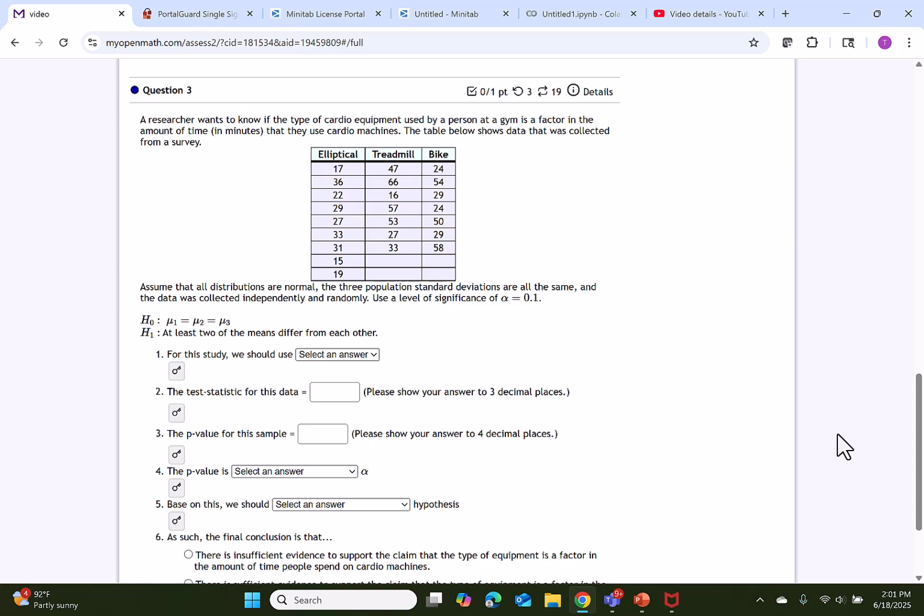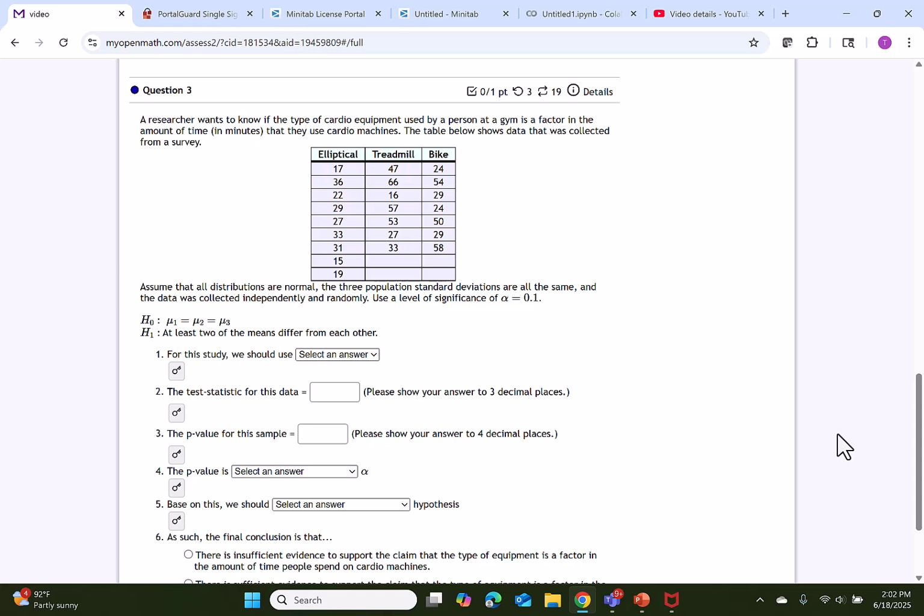When we do an ANOVA test, our null hypothesis is always the same: mu1 is equal to mu2 is equal to mu3. We're assuming that the means are the same. Our alternative hypothesis, which we can say is HA or H1, is that at least two of the means differ from each other. We don't write that out as mu1 is not equal to mu2 or mu1 is not equal to mu3. We just leave it as a sentence. We don't have to write an equation.